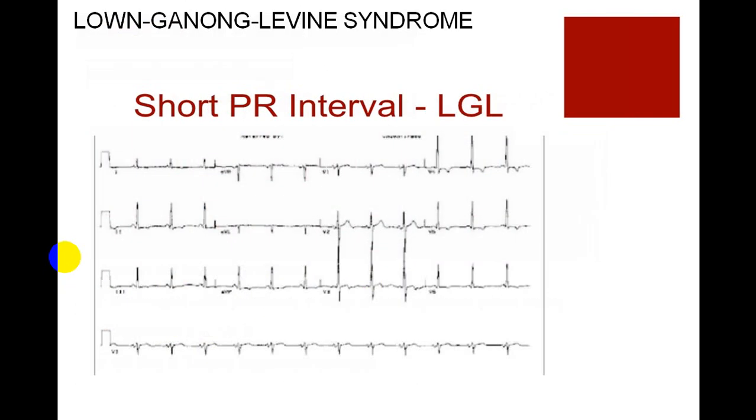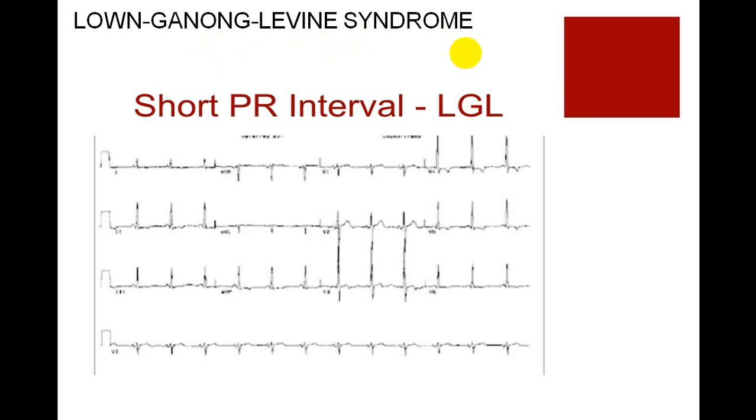Delta wave. Now this is LGL, where it bypasses through the AV node. So you have got a narrow QRS complex, short PR. It is a very, very short PR. See this P, very short PR. And the T wave is in the opposite direction. This is called Lown-Ganong-Levine syndrome.